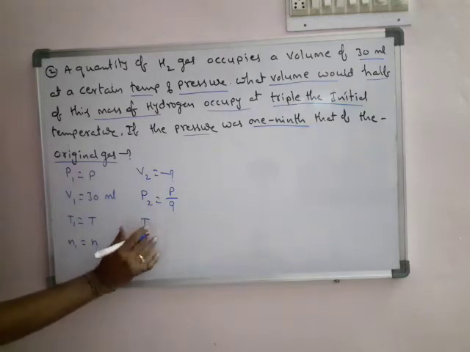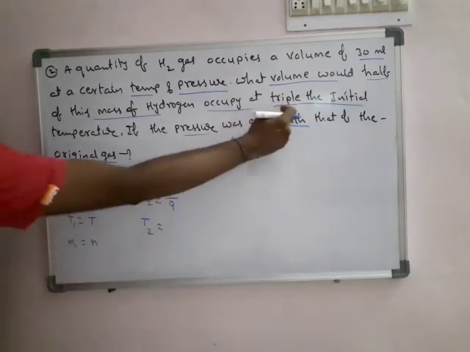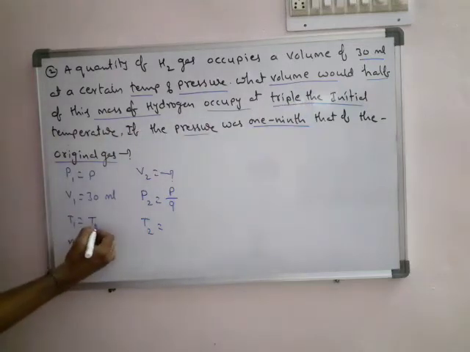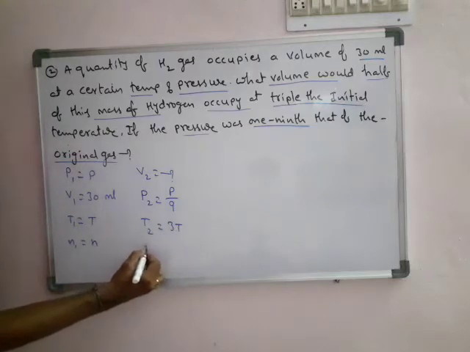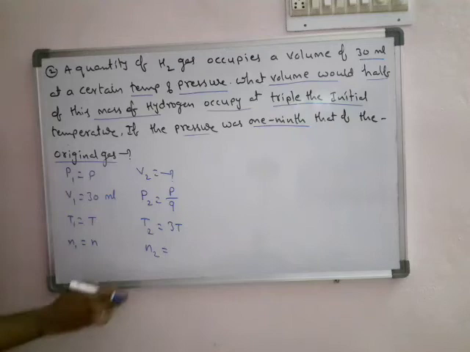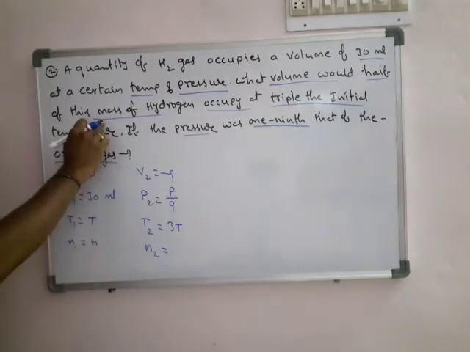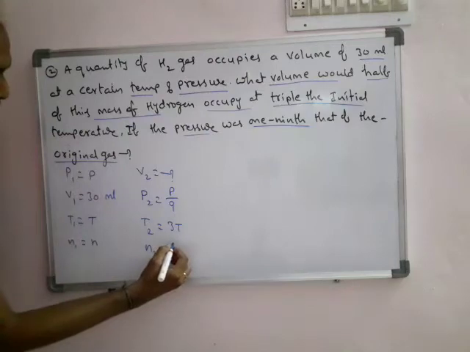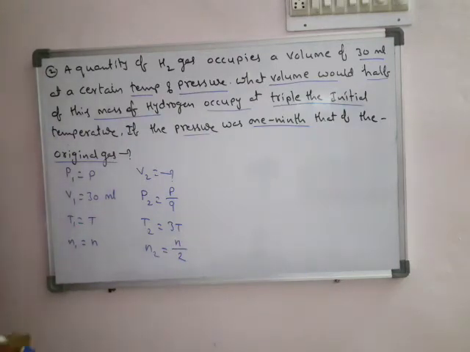What is its temperature? T2. The temperature is triple the initial temperature. The initial temperature, which is T, becomes 3T. What is the number of moles? We are taking the number of moles in place of mass. Mass is half of this, which means n1 equal to n, and n2 is equal to n by 2.